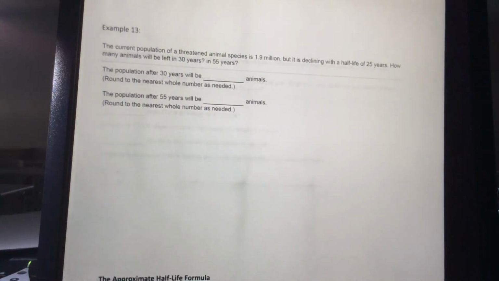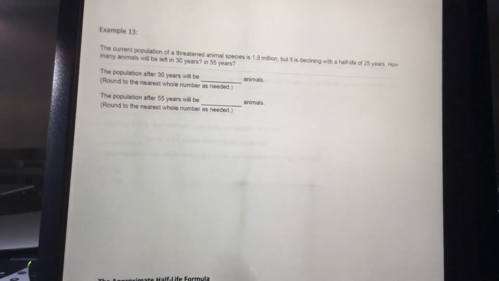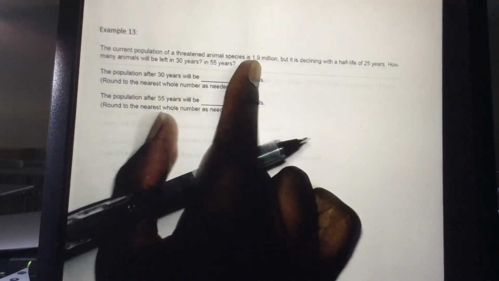Okay, here's one more of these. The current population of a threatened animal species is 1.9 million, but it is declining with a half-life of 25 years. How many animals will be left in 30 years? And in 55 years. All right, let's start off with what we have here. We have the current population of 1.9 million. That's your initial value.